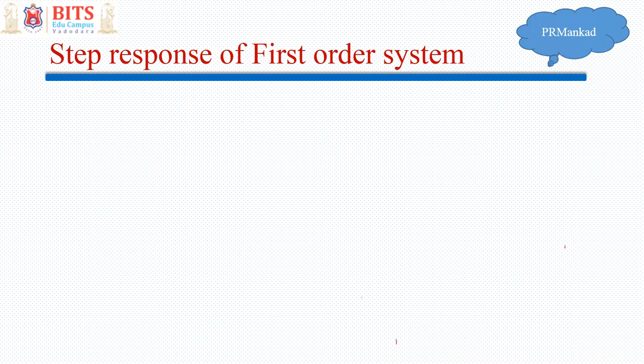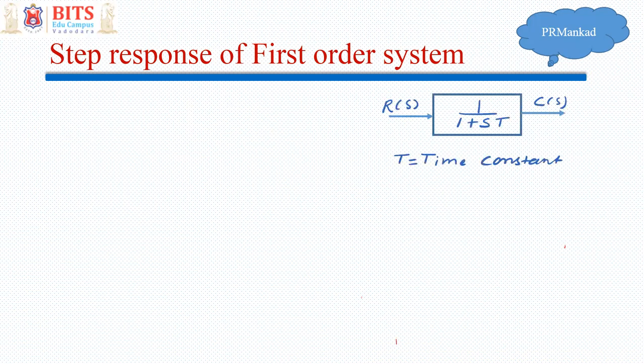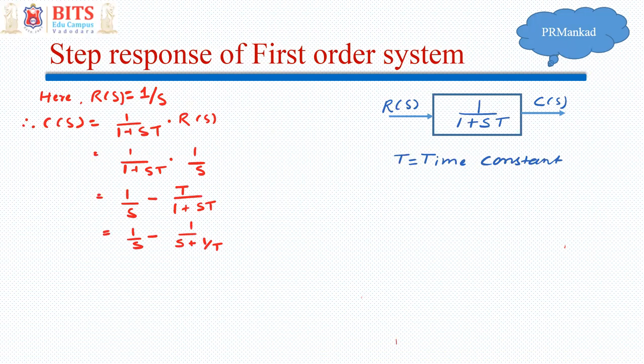Now, how do we find the step response? That is, if we give a unit step signal to a first order system, how is the output going to respond with respect to time? This is the standard first order system, and let's assume that the input is a unit step, so its Laplace transform R of S is 1 by S. The output C of S is 1 over 1 plus ST into R of S. If I substitute the value and simplify, I get the output as 1 by S minus 1 over S plus 1 by T, in a form where I can easily take the Laplace inverse.